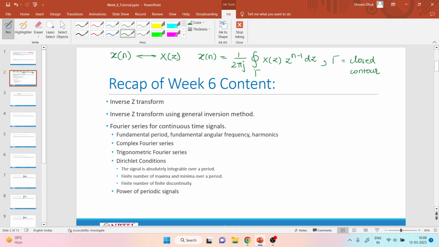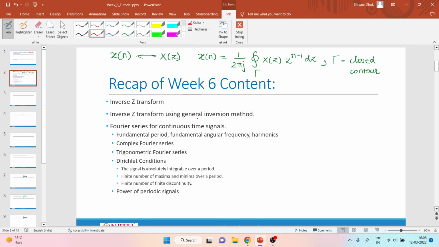Now, using this equation and solving this integral every time becomes a bit difficult. So for that we make use of the general or standard formulas, standard Z transforms or standard signals that we know, and use them to find the inverse Z transform.